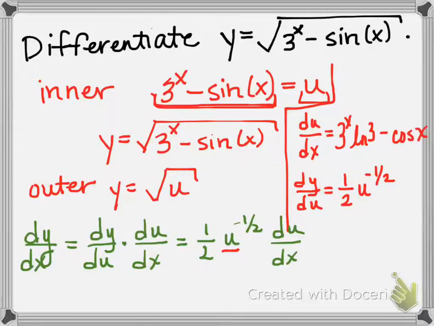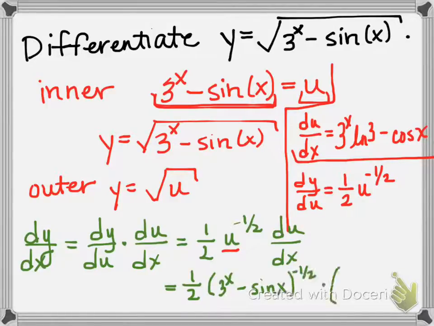And at the same time, I'm going to replace du dx with our du dx. So I get 1/2 times 3 to the x minus sine of x to the negative 1/2 times 3 to the x, natural log of 3, minus cosine of x. And there is our derivative.